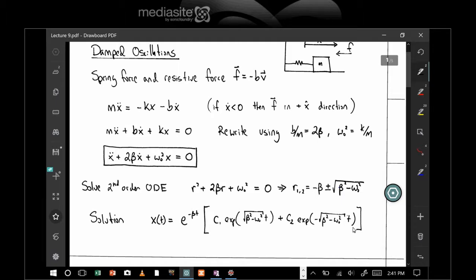Now, that doesn't tell us very much. There's not much physics there. That's just a solution to a differential equation. So what I'd like to do now is look at the physics going on. Now let's talk about the terms beta and omega.